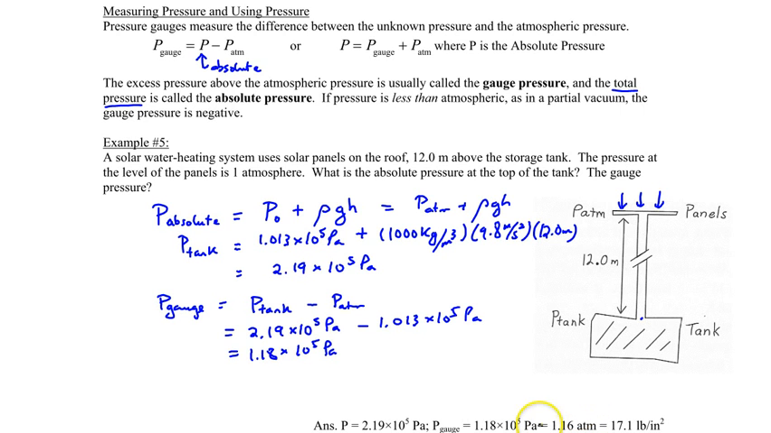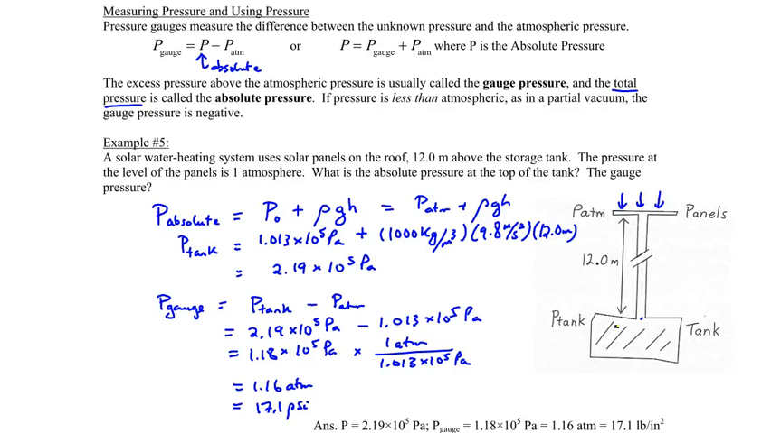If you were to convert this to atmospheres, you would have to multiply by an atmosphere over 1.013 times 10 to the power of 5 pascals, which gives you 1.16 atmospheres, or you can also convert that into 17.1 psi. So if you had a pressure gauge hooked up over here, it would likely be measuring the gauge pressure, which would be calibrated that way.